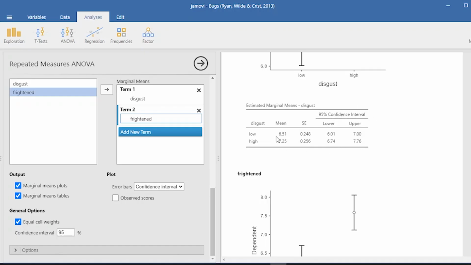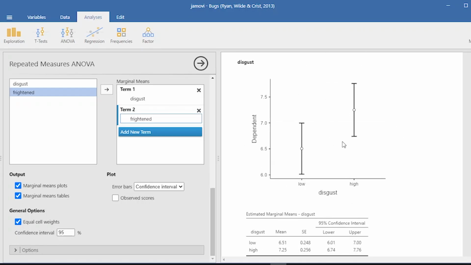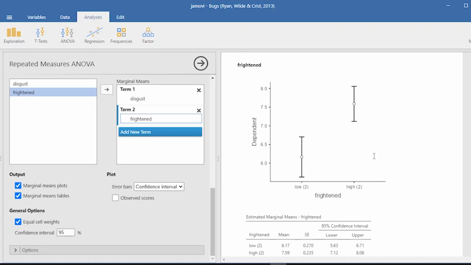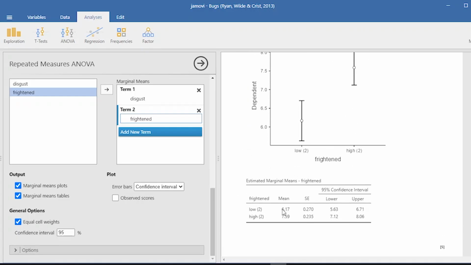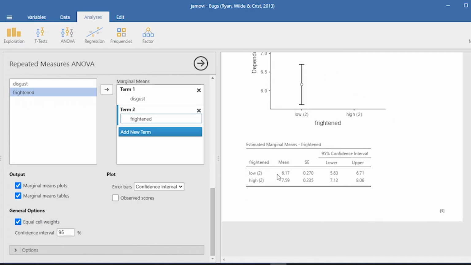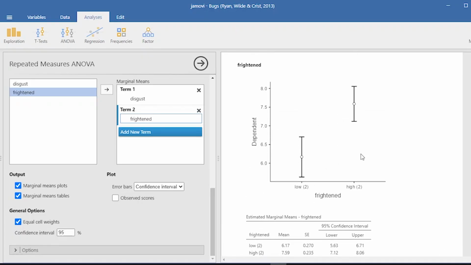So the mean for low was 6.51, and for high was 7.25, and the level of frightened is quite wider than these. So it turns out that people are frightened more than being disgusted with bugs. Makes sense, actually. That's what the table is showing me, and also the graph. So look at the mean difference: people low frightened is 6.70, but high frightened was almost 7.60, which is quite obvious in the graphical presentation here.